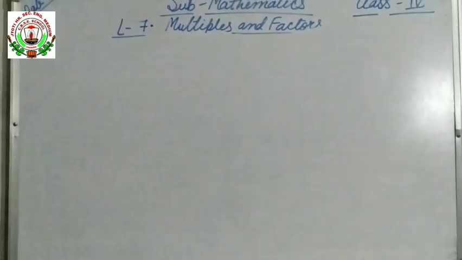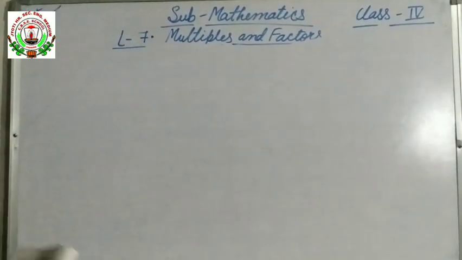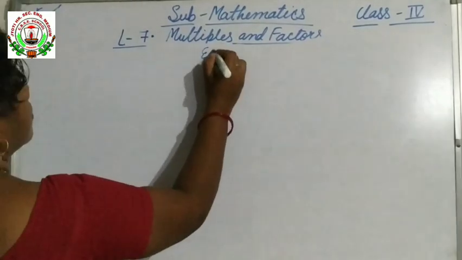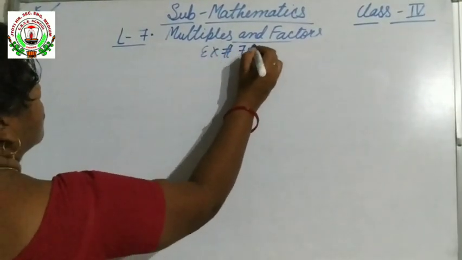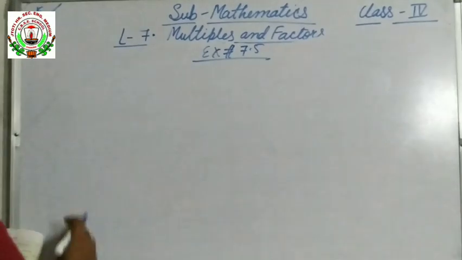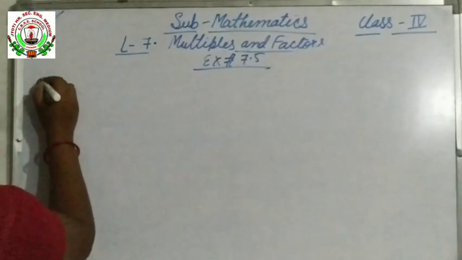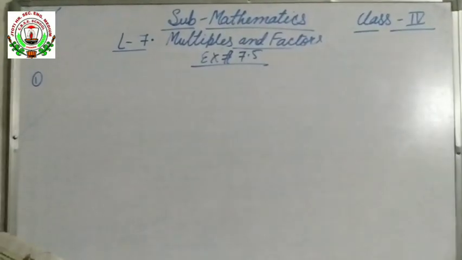Now let us start our exercise 7.5. In exercise 5, choose the correct answer. Number 1, which of the following is not a prime number?